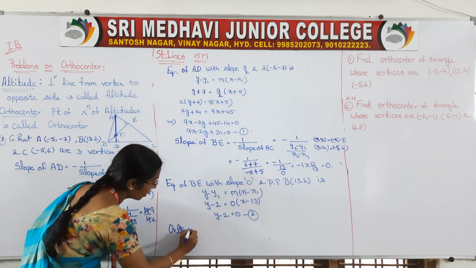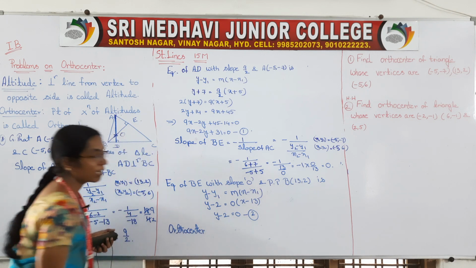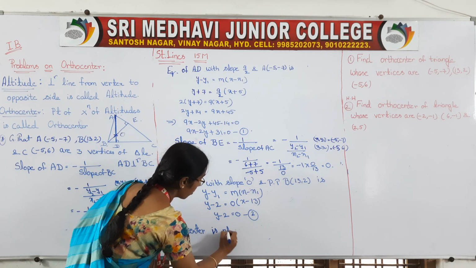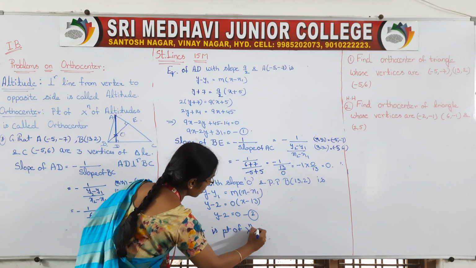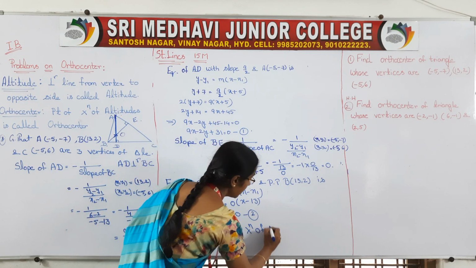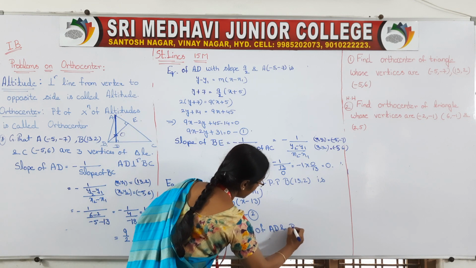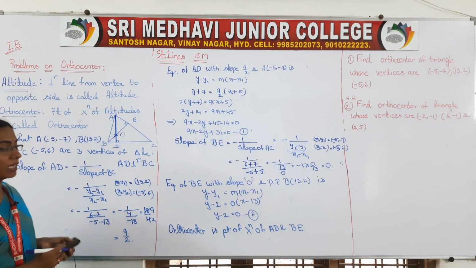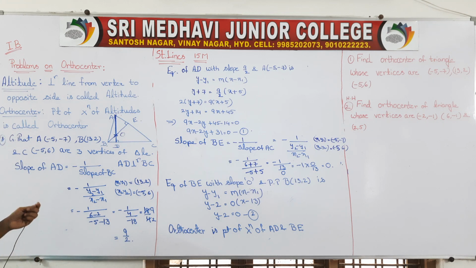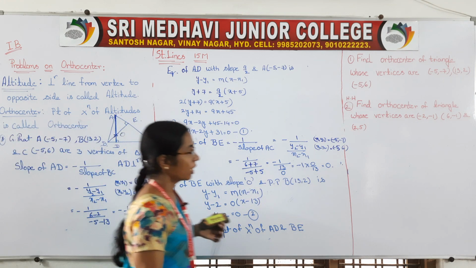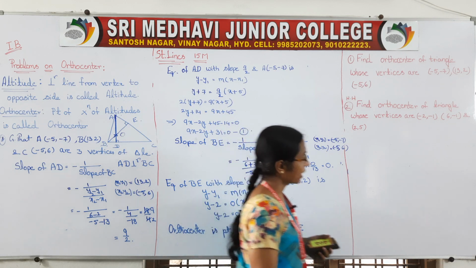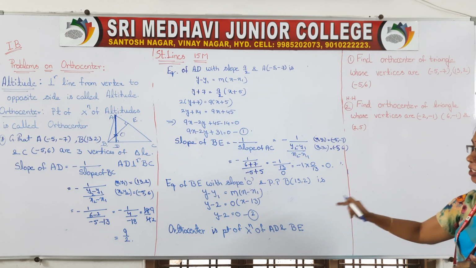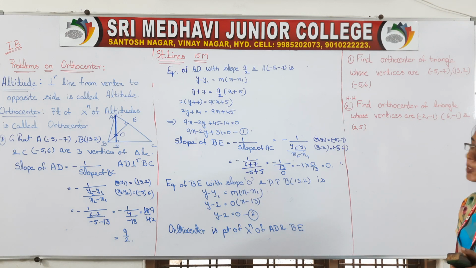Orthocenter. What is orthocenter? It is the point of intersection of altitudes. Orthocenter is the point of intersection of AD and BE. So you have to solve equations 1 and 2. By solving, we will get the orthocenter.